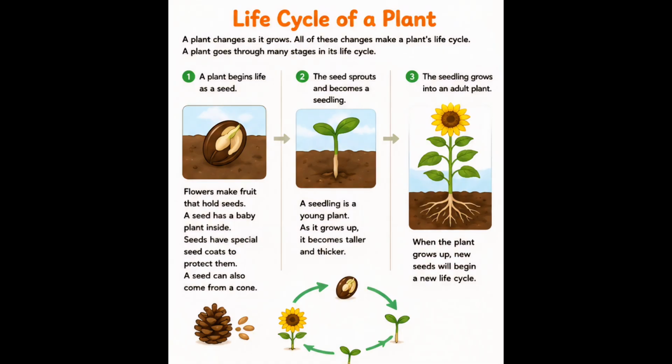A seed has a baby plant inside. Seeds have special seed coats to protect them. A seed can also come from a cone. The seed sprouts and becomes a seedling. A seedling is a young plant. As it grows up, it becomes taller and thicker. The seedling grows into an adult plant. When the plant grows up, new seeds will begin a new life cycle.